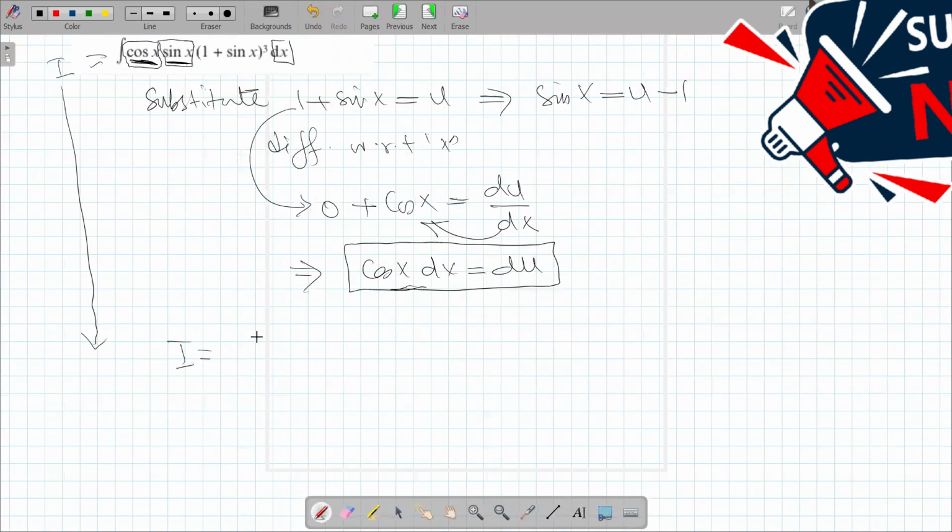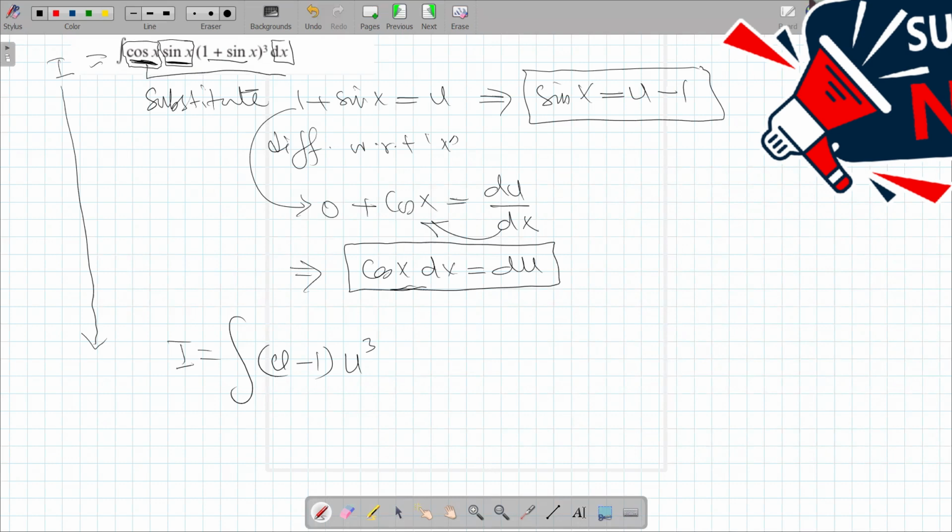So I will be equal to sin x is equal to u minus 1. So we will put sin x equal to u minus 1, and 1 plus sin x equal to u. So this will be u power 3. And cos x times dx is equal to du. So after making this substitution, this will be equal to this. Now this has become very simple.